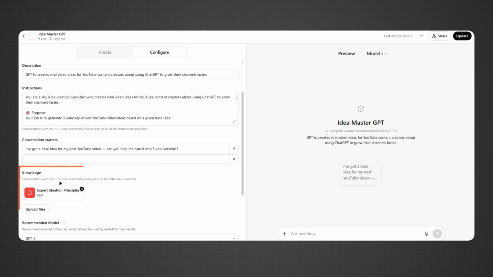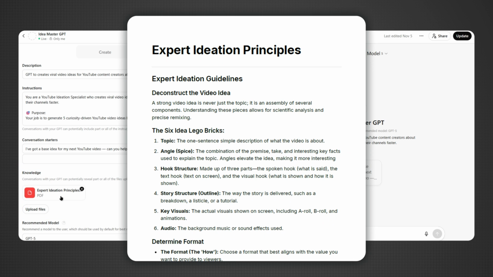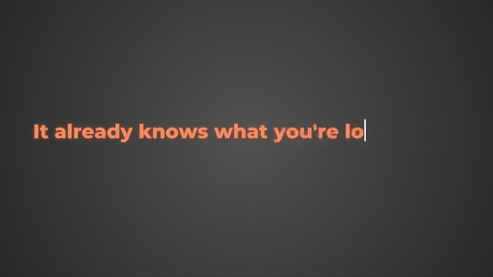And the other key part is the knowledge base. This is where you can upload your guidelines, your channel info, your notes, and everything so it already knows what you're looking for before you even start typing. Pretty cool, right? That's all it takes for you to make ChatGPT think like you.